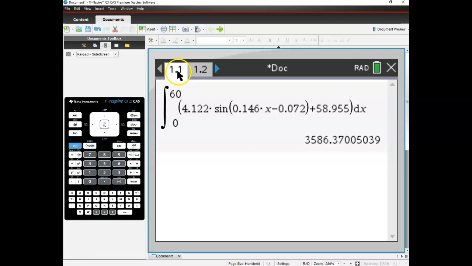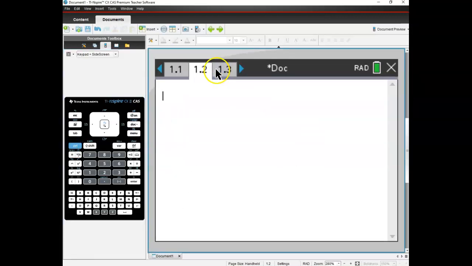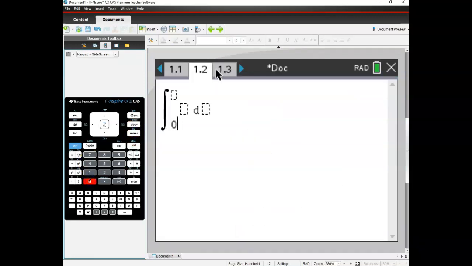I'm going to add a new page. I'm going to add a different calculator page. And I want to do a menu 43. We're going to go from 0 to 8 of the absolute value of 1.2 x squared plus 5 dx, right? And when I do that, that's going to give me 244.8.